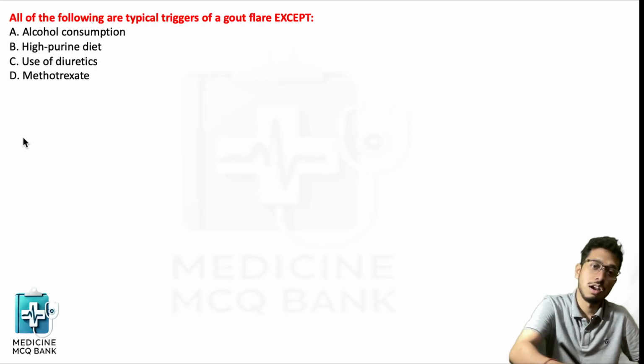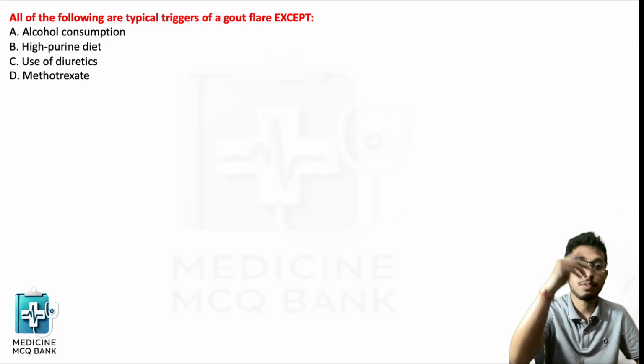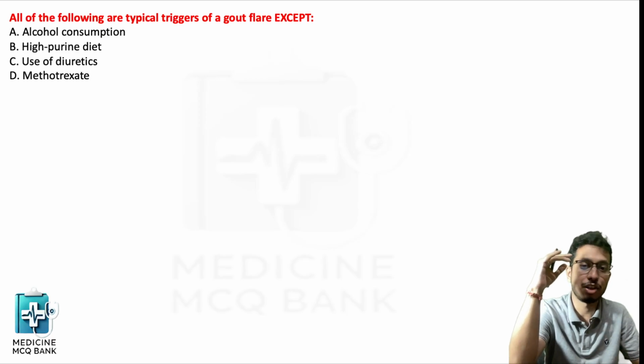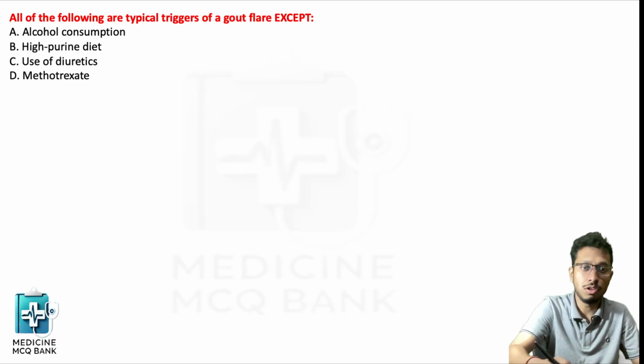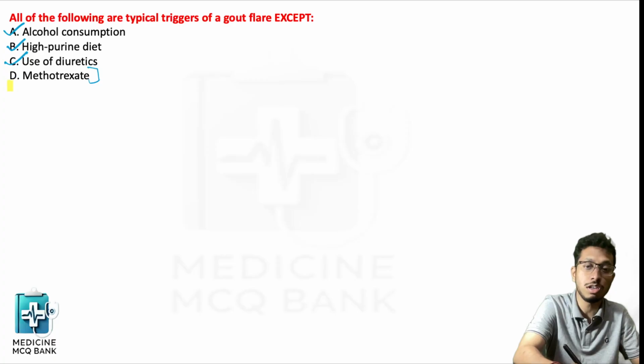All right, so coming to the next question: all of the following are typical triggers of gout flare except. So we have seen alcohol consumption is a trigger, high purine diet is a trigger, diuretics are a trigger. Methotrexate is not a trigger for gout.